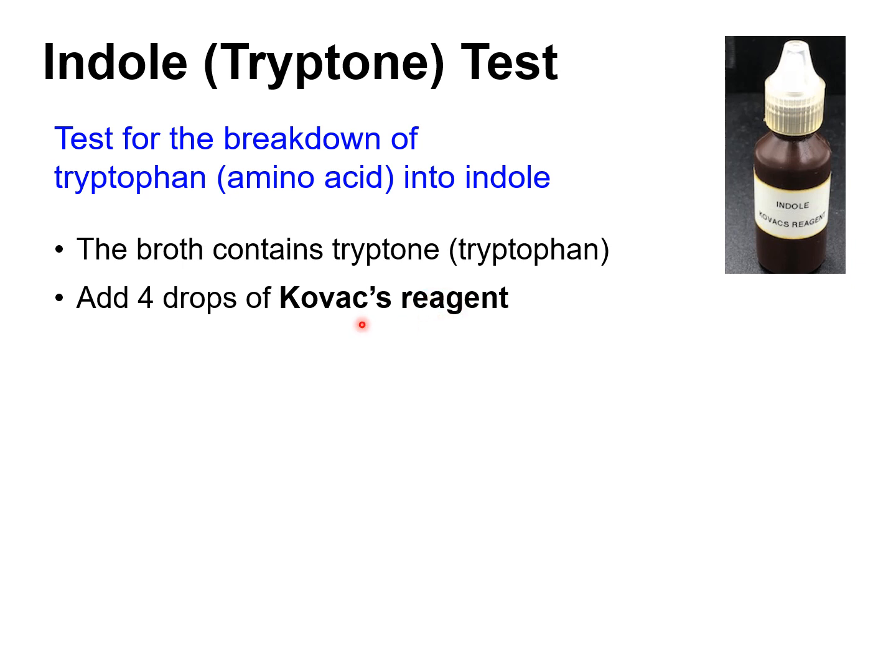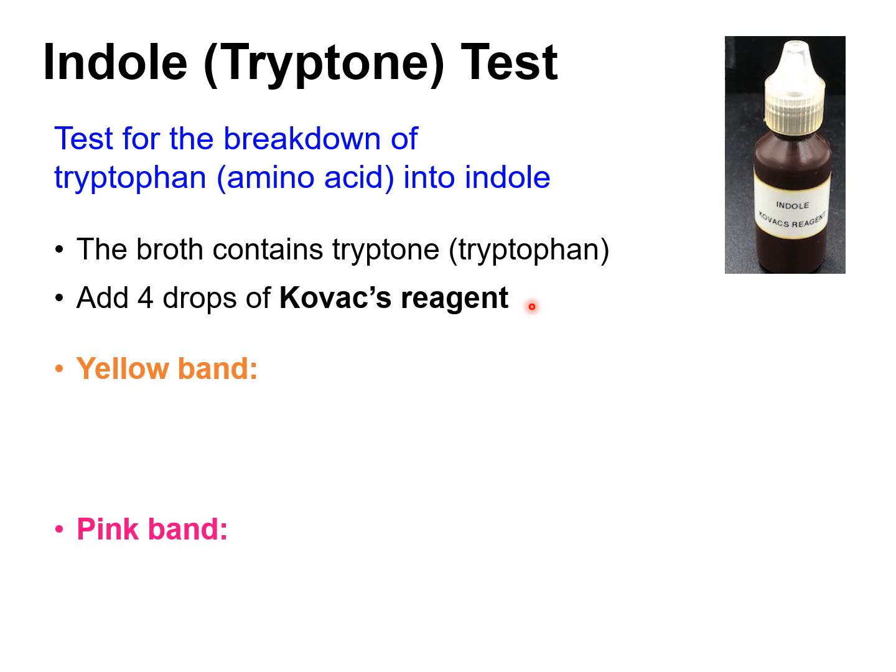After you've incubated your test tube for like 48 hours, you take it out and you add a reagent called Kovac's reagent. You add about 4 drops directly into your broth, and then you go ahead and start interpreting the results.